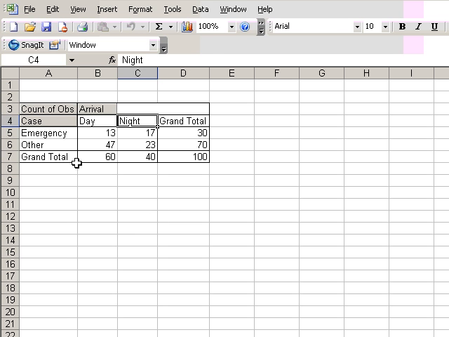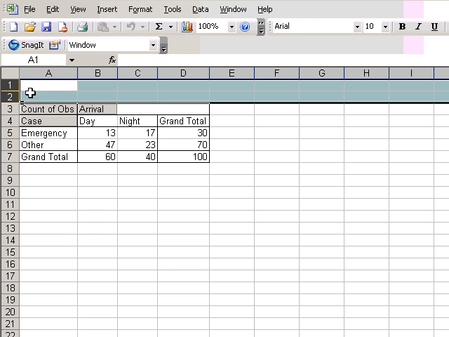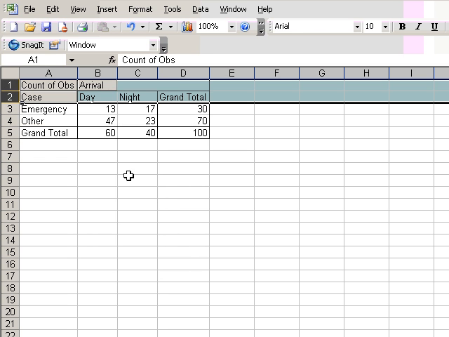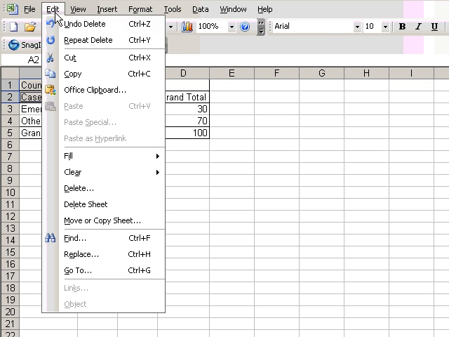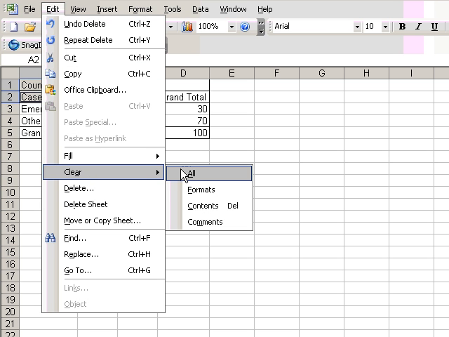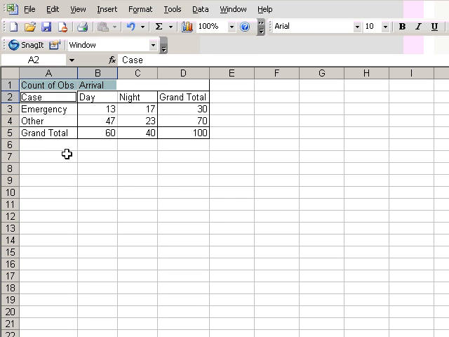To begin, I'm going to delete these two rows and move the data to row 1, and then I'm going to edit and clear formats, and finally I'm going to put this as observed to make it match figure 8.5. This is the observed data.